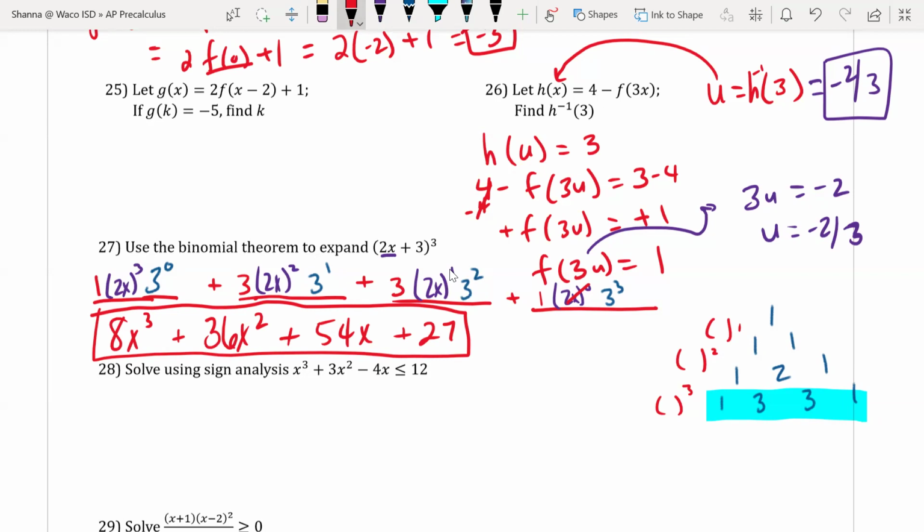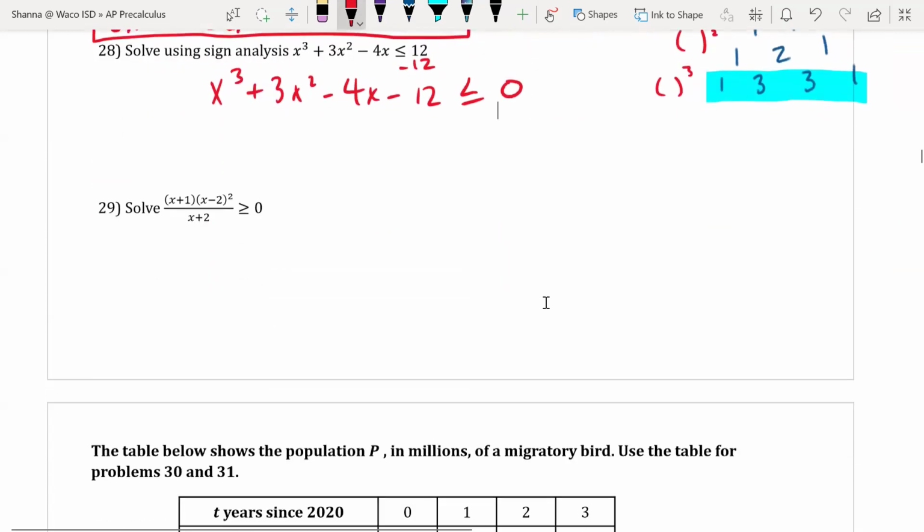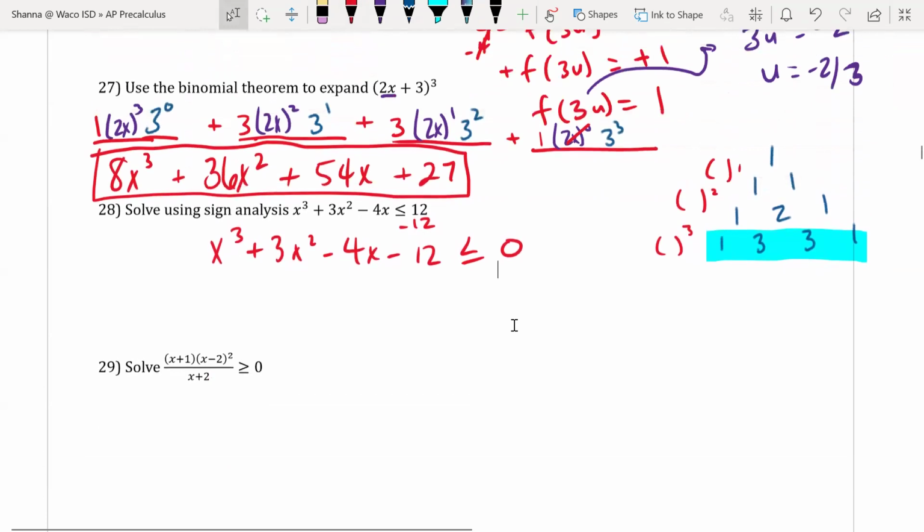Pascal's triangle. All right. Remember for sign analysis, in order to do a sign analysis, it has to equal 0. So before I can do a sign analysis, I have to make this equal to 0. In order to make this equal to 0, I'm going to subtract 12. So I'm left with x to the third plus 3x squared minus 4x minus 12 is less than or equal to 0. Okay? After you continue doing that, I'm going to finish this one page and then I'll post the answer key for the rest. Okay.